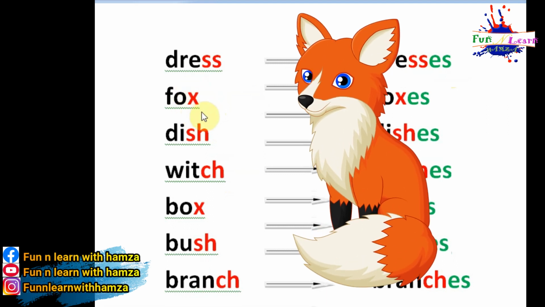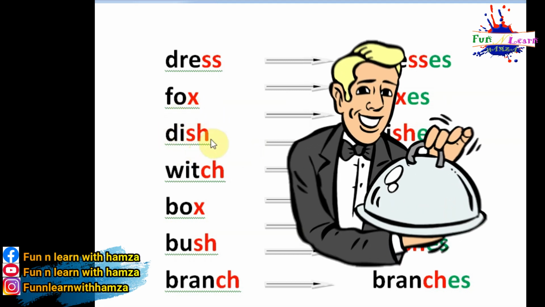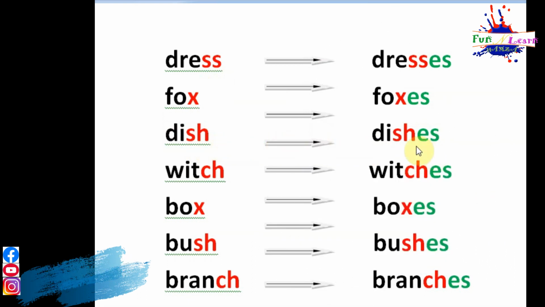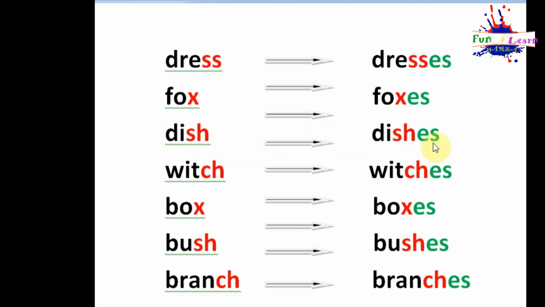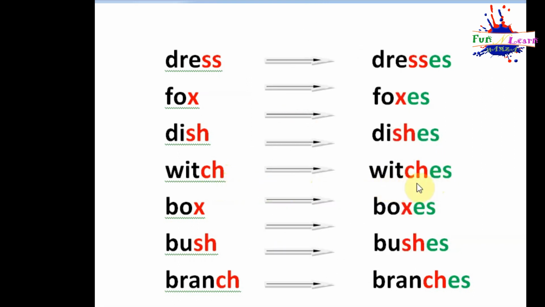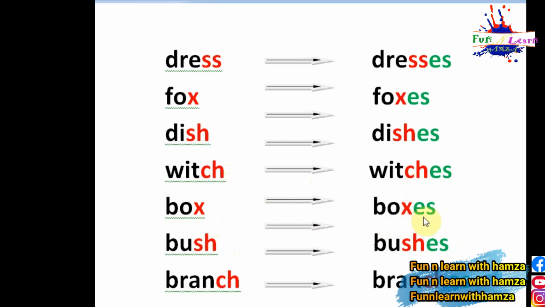Fox. Now we have an x at the end of the word. So to turn it into a plural noun, we add es at the end. Now we have sh. Dish. So whenever we have any of these letters at the end, we add es to turn it into a plural noun. Dishes. Now again we have ch. So what do we do? We add es at the end to turn it into a plural noun. Box. Boxes. Again, if it's an x at the end and we want to make the singular noun plural, we add es at the end.